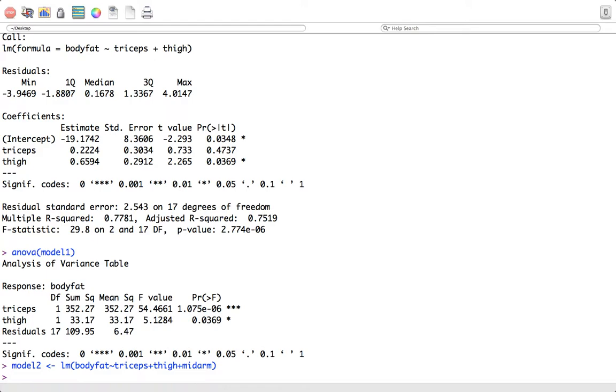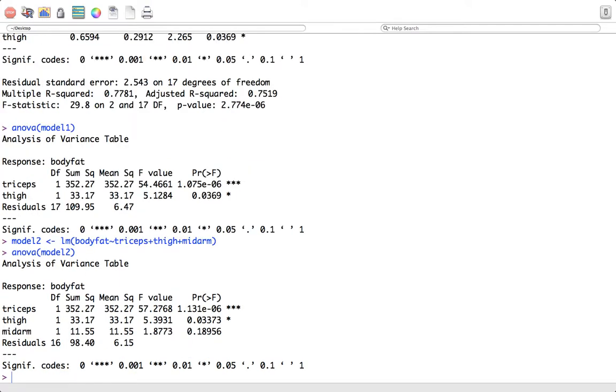All right, I just want to cut to the chase here. So model 2. Now I can see that the tricep and thigh sum of squares haven't changed, and that's what you would expect. And so by adding the mid-arm, we have added 11.55 sum of squares to the regression, thus subtracting 11.55 from the residuals. Now we don't actually use this measurement here. All we're going to use is 11.55.